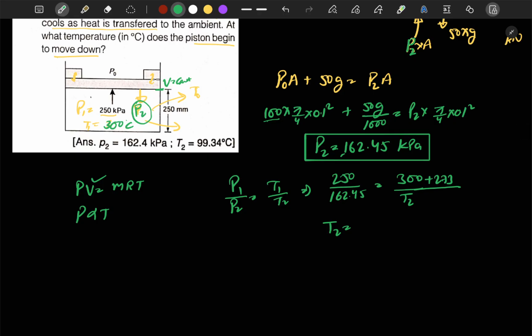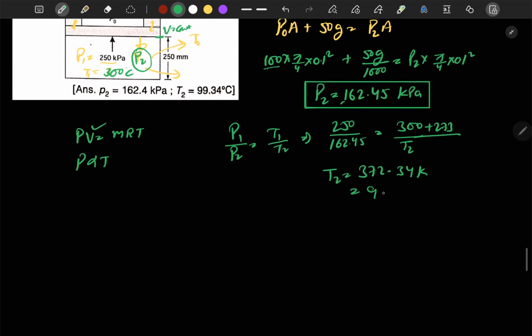And we will get our answer as 573 into 162.45 divided by 250. Okay, so we get 372.34 Kelvin, which will be equal to 99.34 degrees Celsius. So both our answers are correct here.